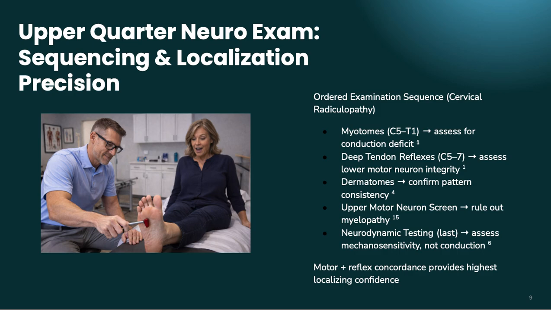Finally, perform neurodynamic testing. Wainner et al. state that, quote, the upper limb tension test is most useful to rule out cervical radiculopathy when negative, not rule in, okay? Motor and reflex concordance, the two of them combined, provide the strongest localization. So you're thinking, do the reflexes match the motor deficits here? The sequencing reflects the physiology. You should start first with conduction, and then mechanosensitivity, i.e. nerve testing, last.